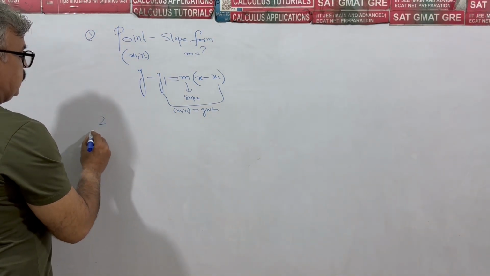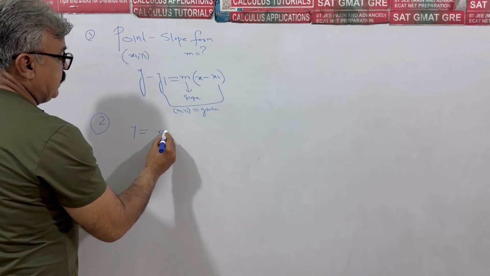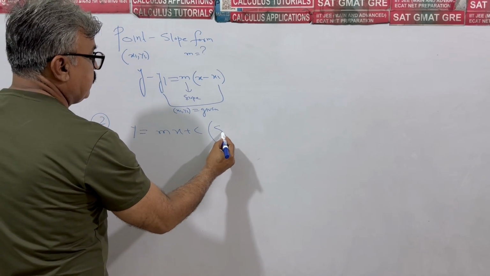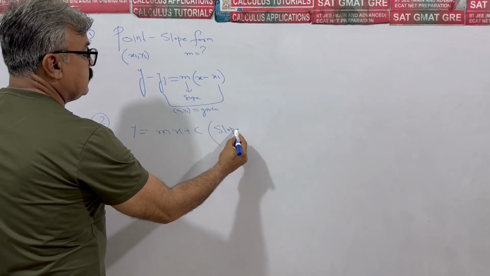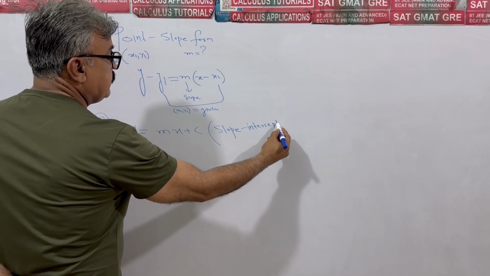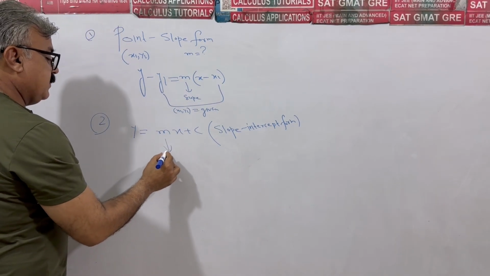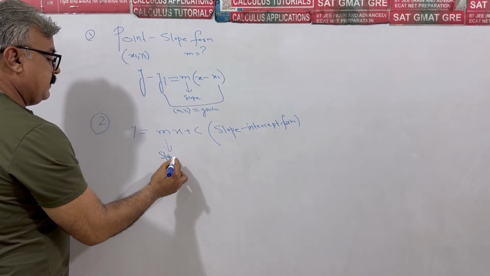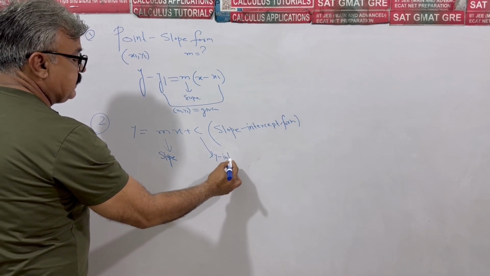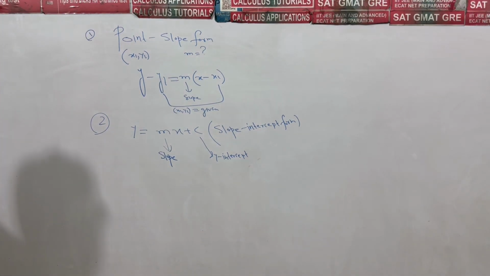Second one, mostly used in O and A levels, slope intercept form. y is equal to mx plus c. It is known as slope intercept form, where m is slope and c is our y-intercept.